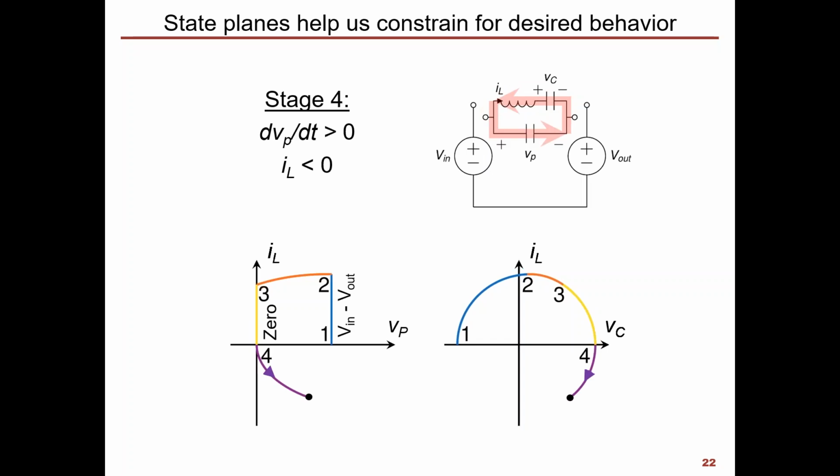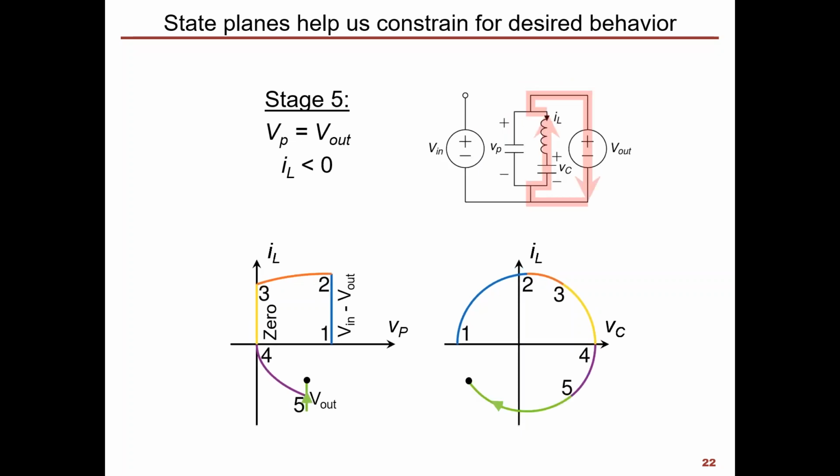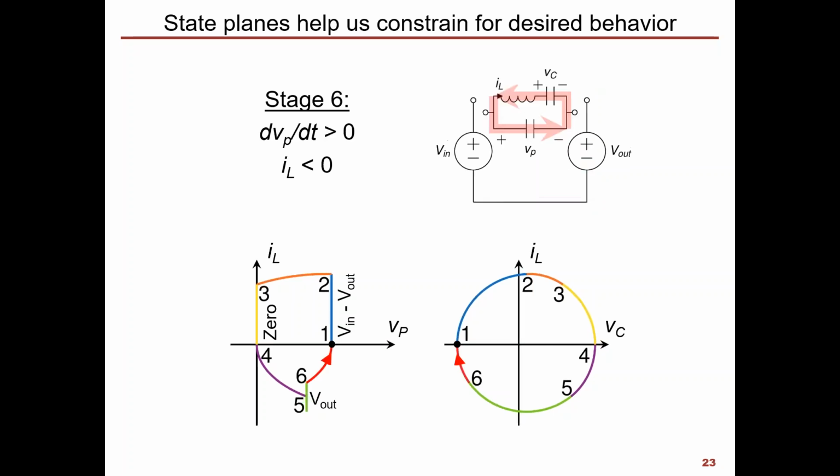With the inductor current negative, we can then charge Vp back up to Vout, at which point we'll begin our stage 5, Vout. This is another energy transfer stage where we're transferring energy to the output from the piezo. And then finally, we'll use the remainder of our cycle to charge CP all the way back up to Vout again. And we'll repeat this over and over and go around these state planes many, many times.